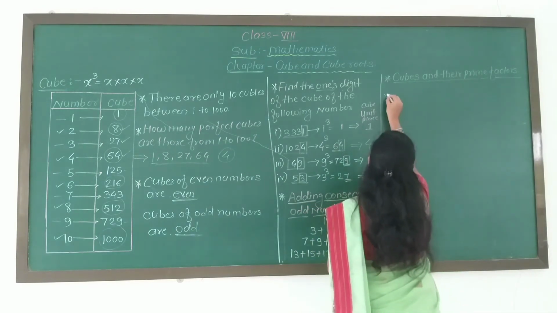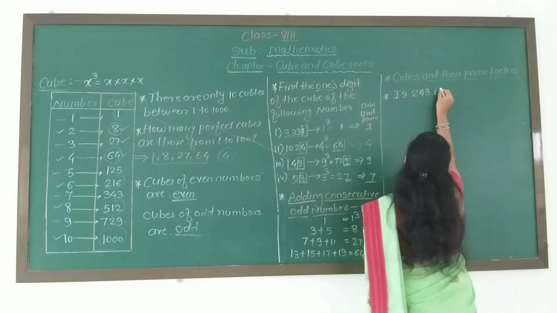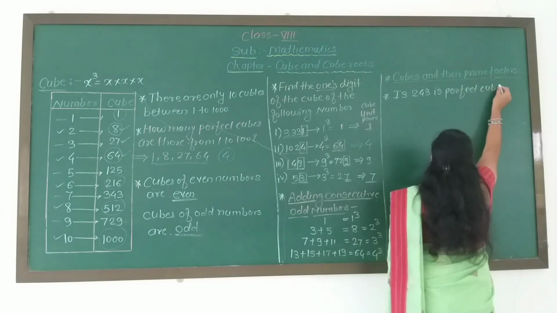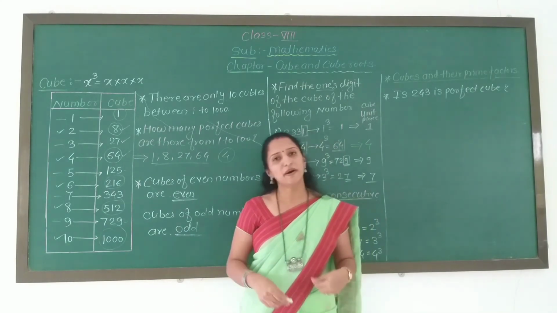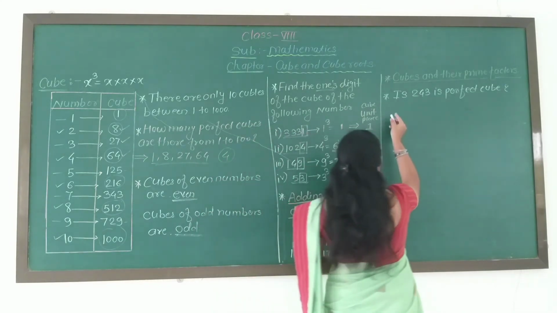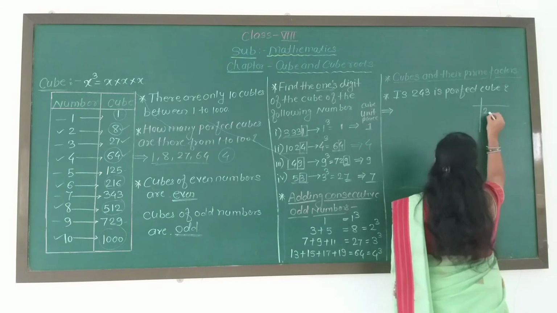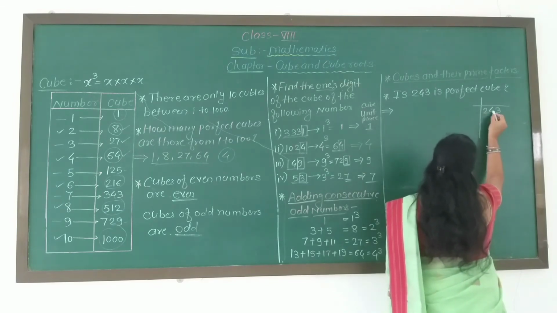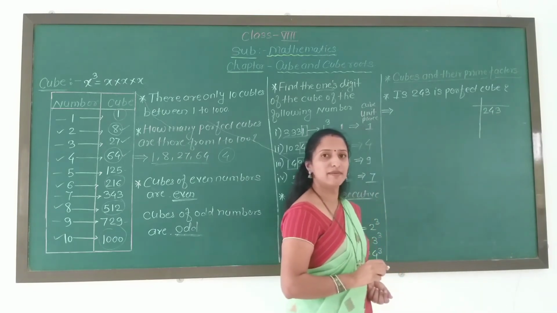First example: is 243 a perfect cube? Okay, our example is, is 243 a perfect cube? So for a perfect cube, first we find the prime factorization of 243. Now 243. 4 plus 3 is 7, 7 plus 2 is 9. That means this number is divisible by 3.